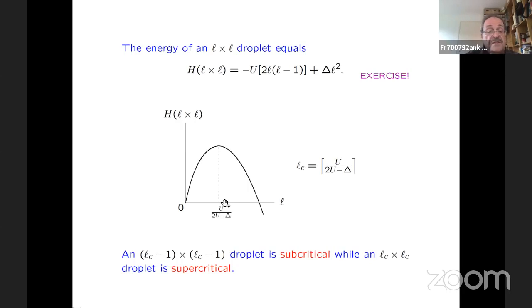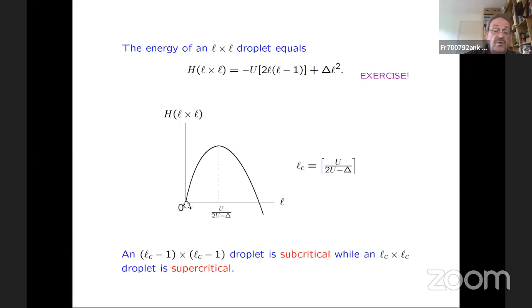And it's essentially telling us that if I take an LC minus one by LC minus one droplet, it's still going to be subcritical. It will be before the tip, and an LC by LC droplet will be just beyond the tip and would therefore be called supercritical. So by this very simple computation, just looking at some energy computations and thinking that probably the lowest energy you can get is by forming some quadratic droplet, we will have to talk about that later, you see that this number LC plays a key role because it is the size of the square that you need to conquer in order to fill your box.